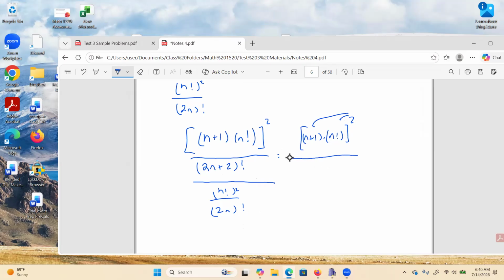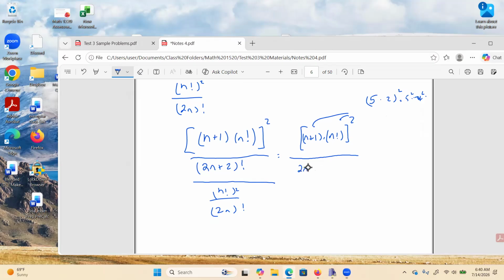But since they're times, if I had like 5 times 2, and these were squared, I could say that's 5 squared times 2 squared. And that's how that would work, right? We'd have 5 times 2 is 10, 10 squared is 100. We have 25 times 4, it's also 100. So that's how that's going to work.